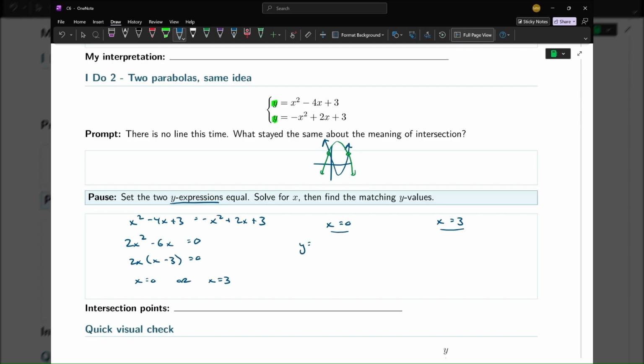So I'm going to say y equals, so when I put in 0, I'm going to get 0 squared minus 0 plus 3, y equals 3. So our first point is going to be (0, 3). Our second point, when x is 3, y is going to be 3 squared minus 4 times 3 plus 3. So that's 9 minus 12 plus 3, which is 0. So therefore, that point is going to be (3, 0). So the points of intersection are (0, 3) and (3, 0).